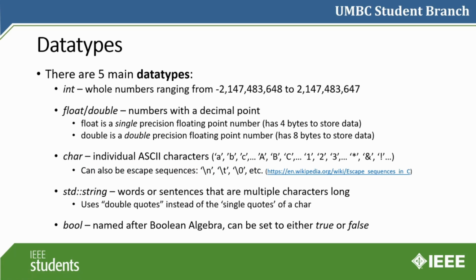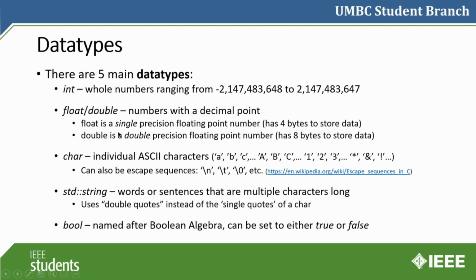Okay, so there are 5 main data types used in C++. The first is the integer or int data type. This data type uses whole numbers ranging from around -2 billion to +2 billion. And if you're noticing that it looks like it stores one less positive number than it does a negative number, that's because it actually stores the same amount but counts 0 as one of the positive numbers it stores.